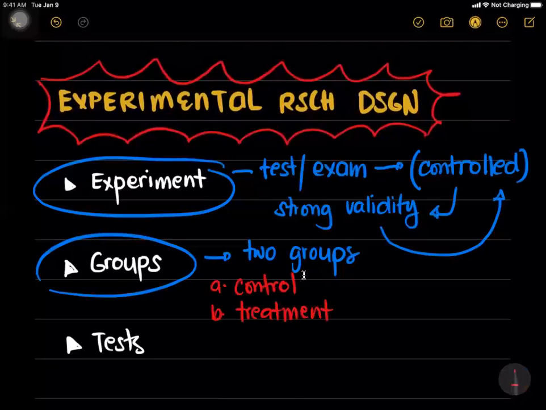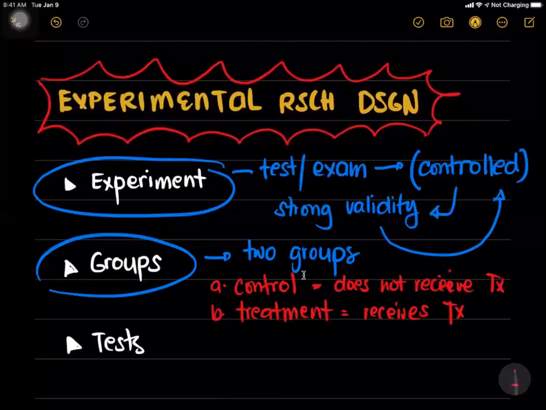Now, your control group does not receive your treatment, while your treatment group, of course, is the one who receives the treatment. Sorry, I got a wrong spelling here. So it's the one who receives the treatment.